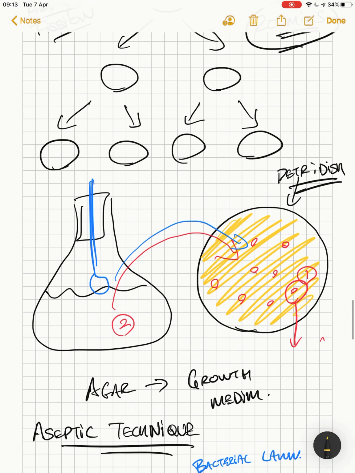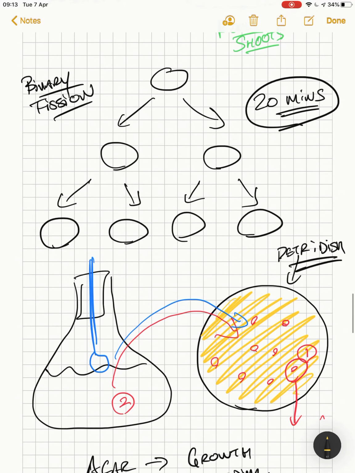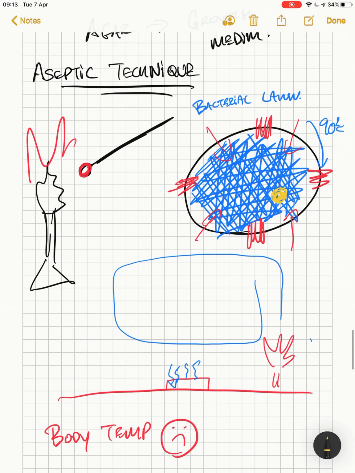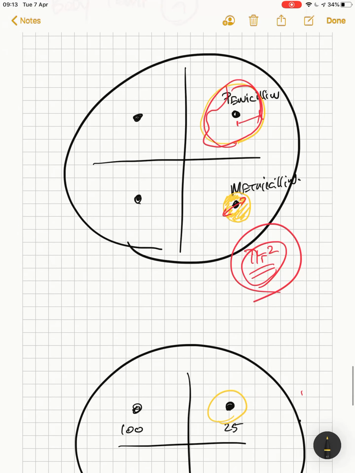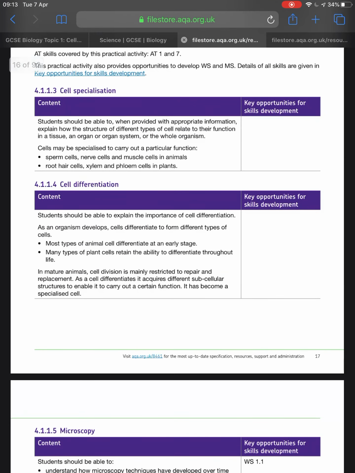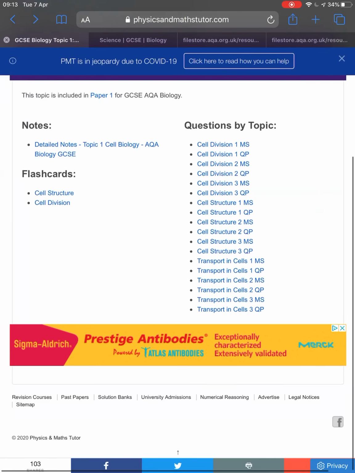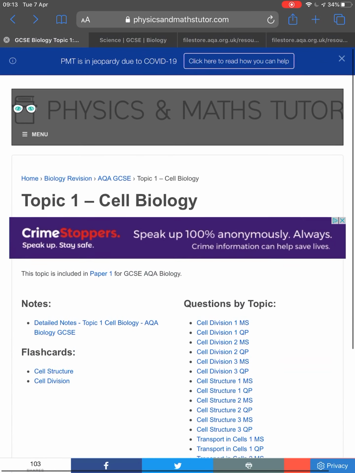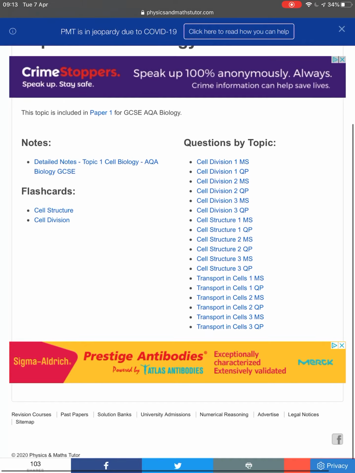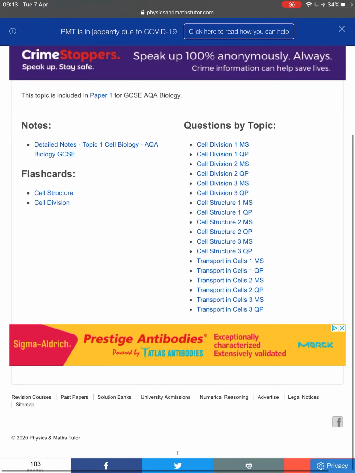So I'm going to show you where you can find the questions on this practical. It's worth watching a little YouTube video to illuminate some of the bits of equipment that I've been talking about, like the loop and the flask and the agar plate, and setting them up. There's lots on YouTube that you could find. If I were looking for some questions on that, I'd go on to the website I showed you in my video yesterday, which was this cell biology section of Physics and Maths Tutor. Really great website, lots of good resources.